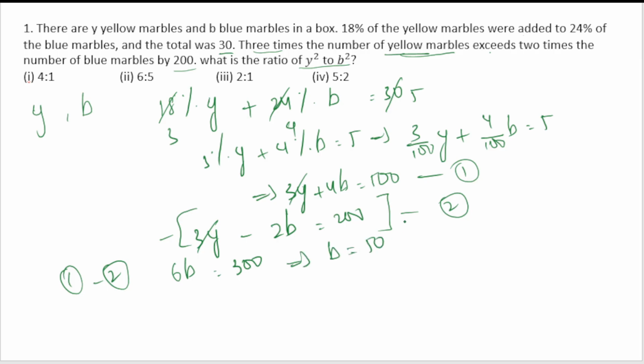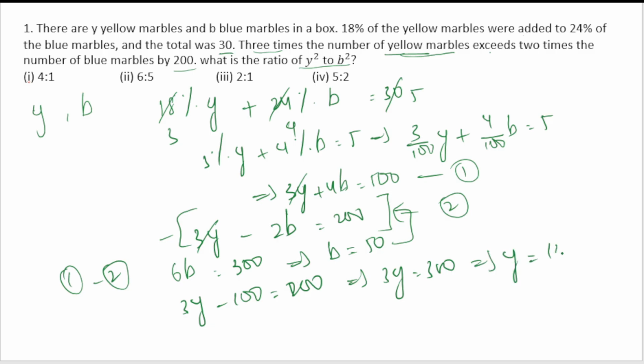We'll substitute this B value in the second equation. We'll get 3Y minus 2 into 50, it is 100, is equal to 200. So 3Y is equal to 300, Y is equal to 100. The number of yellow marbles are 100. The number of blue marbles are 50.